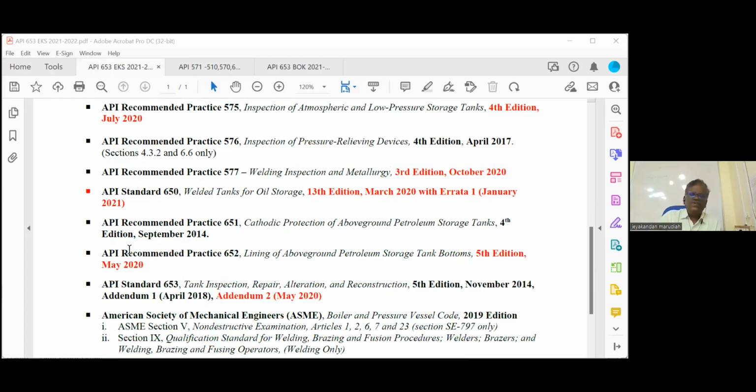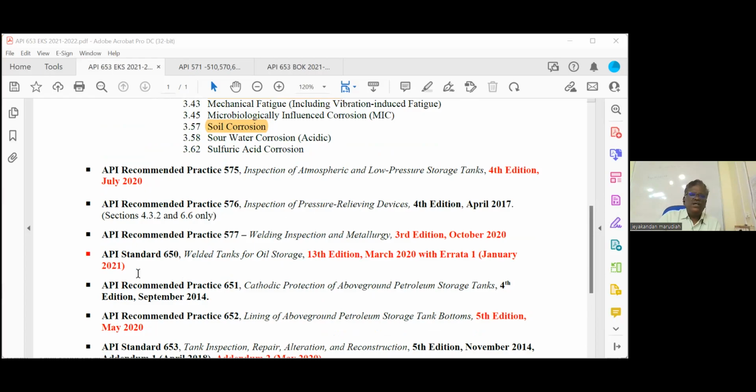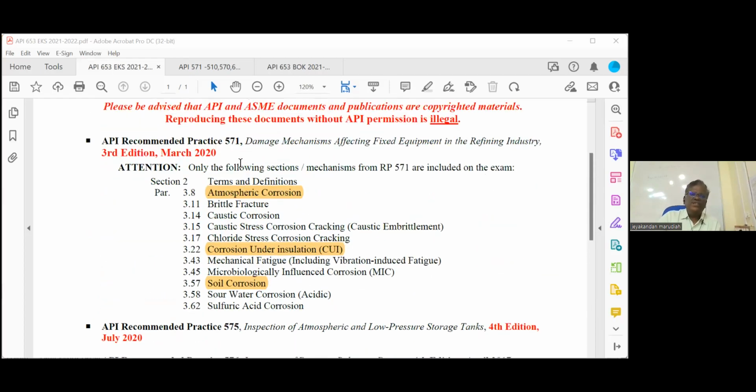Yes, we have to follow this one only, not the old one, because there are many changes, particularly in 652 and 570. 575 also has a lot of changes. Actually, in 571 there is not much change. Only small changes are there, but it is in alphabetic order now.